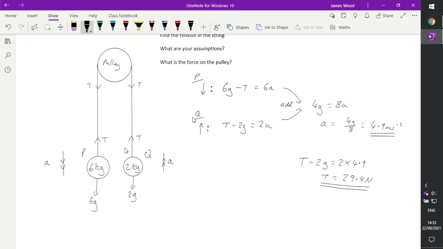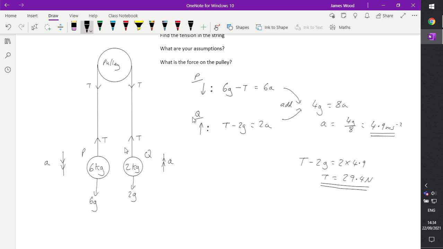Now, what were our assumptions here? Well, the first thing that I mentioned was that it's an inextensible string. So that means the string does not stretch, which means that they accelerate at exactly the same rate. The other assumption we've made here is that the pulley is smooth. Smooth implies that there's no friction. And if there's no friction, the tension on both sides is going to be the same. Because friction is a force, so the force would affect the other forces. So if there's no friction, then T would be exactly the same on both sides. So it's a perfectly smooth pulley.